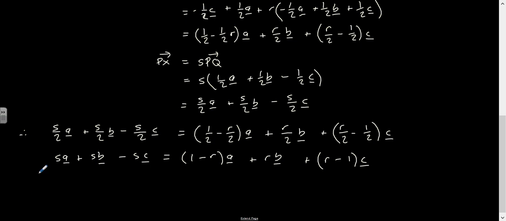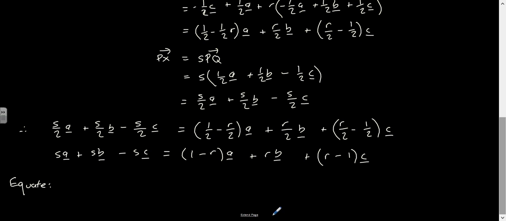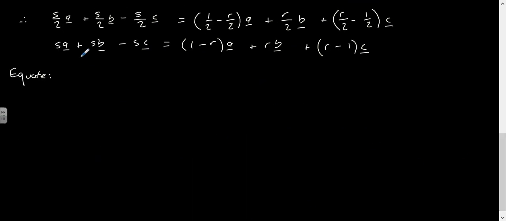So now I need to know how many A's are on the left, how many B's are on the left, how many C's are on the left, and equate that with the number of A's on the right, B's on the right, and C's on the right. So let's do that. I'm going to equate my A's first. S equals 1 minus R. It has to be the same as 1 minus R. If I equate my B's, S equals R. And then if I equate my C's, minus S equals R minus 1.